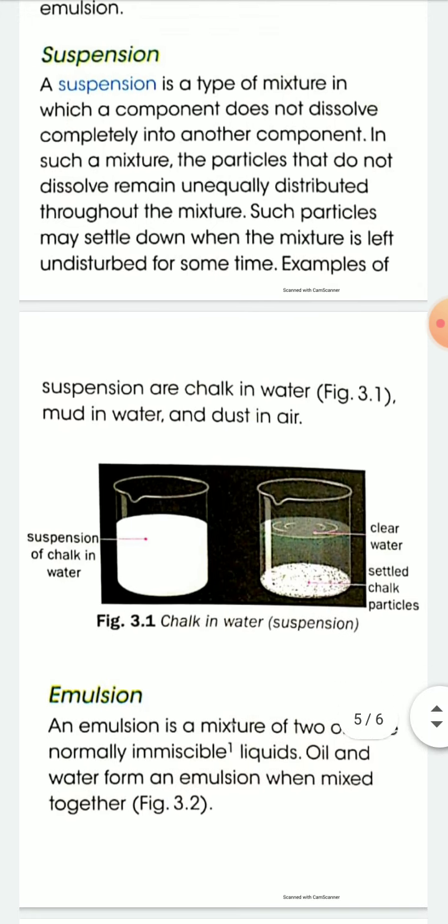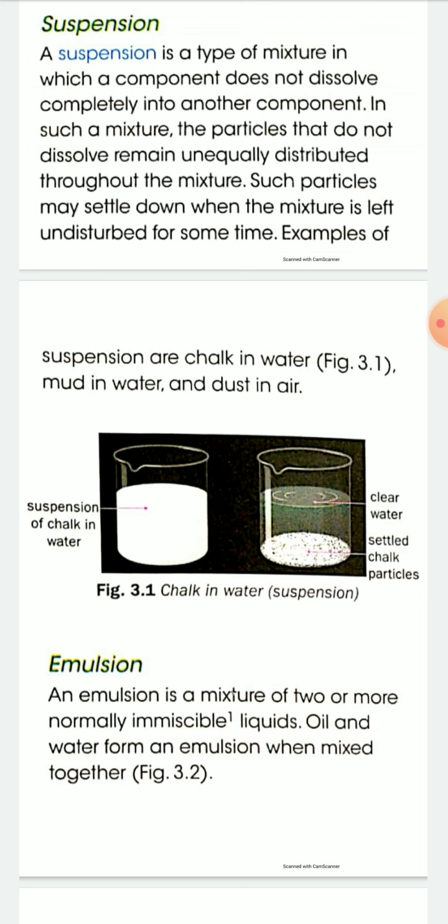First, suspension. A suspension is a heterogeneous mixture, a type of mixture in which a component does not dissolve completely into another component. In such a mixture, the particles that do not dissolve remain unequally distributed throughout the mixture. Such particles may settle down when the mixture is left undisturbed for some time.